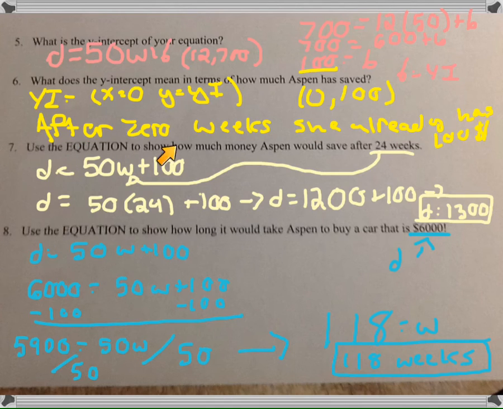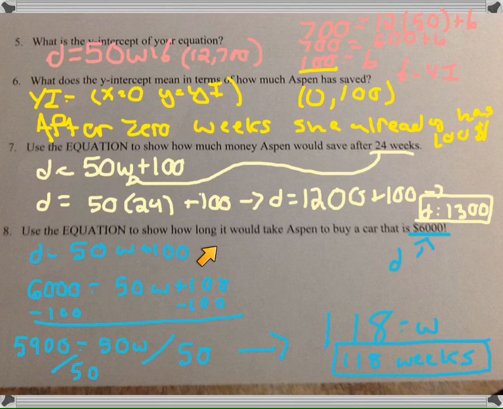Question 7 asks us to use the equation to show how much money Aspen would save after 24 weeks. Since this is in weeks, we plug it into the weeks variable to get D equals 50 times 24 plus 100. When we multiply 50 times 24, that then turns into D equals 1200 plus 100. So D is equal to 1300. So after 24 weeks, Aspen has saved $1,300.